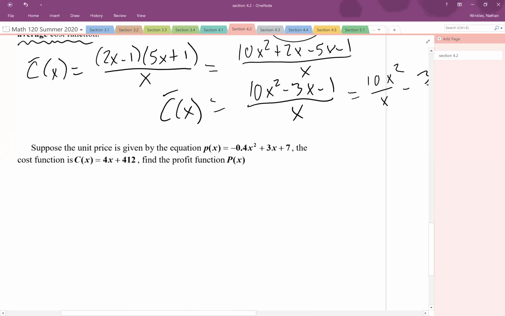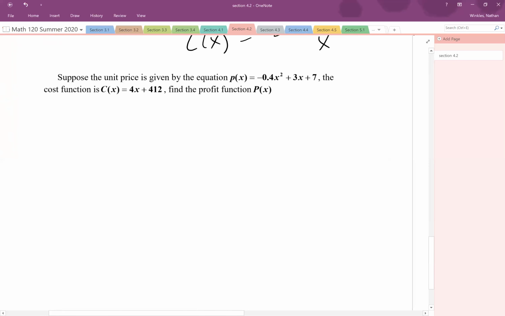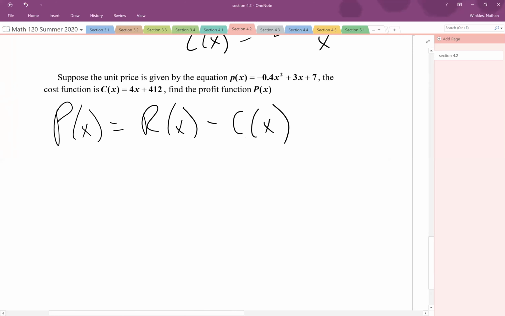So for this last example here, we're told, suppose the unit price is given by the equation p of x equals minus 0.4x squared plus 3x plus 7. The cost function is C of x equals 4x plus 412. Find the profit function P of x. So remember, P of x is equal to R of x minus C of x. So we have a C of x. So that's minus parentheses 4x plus 412.